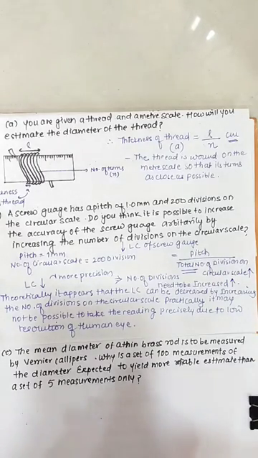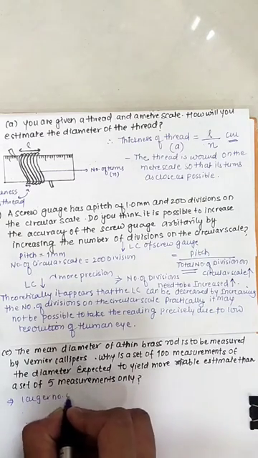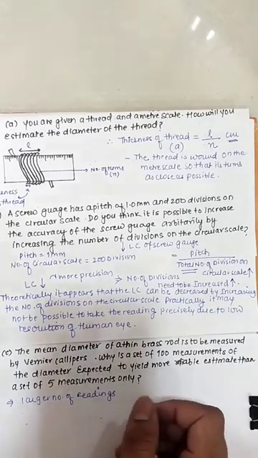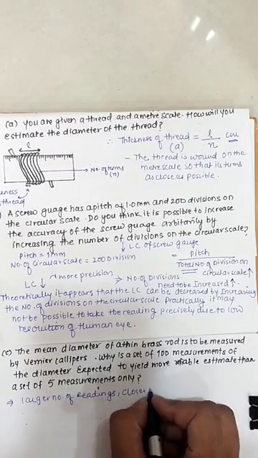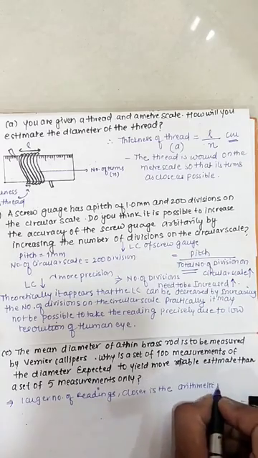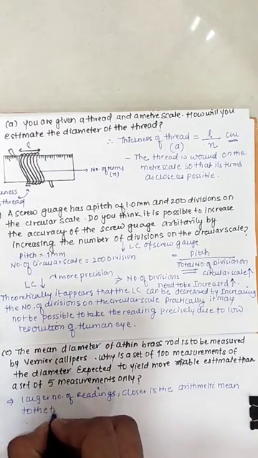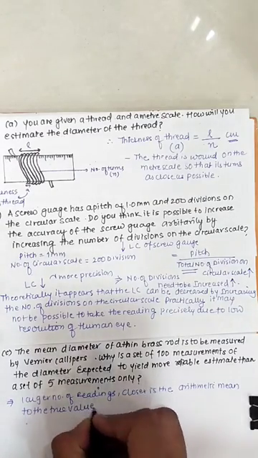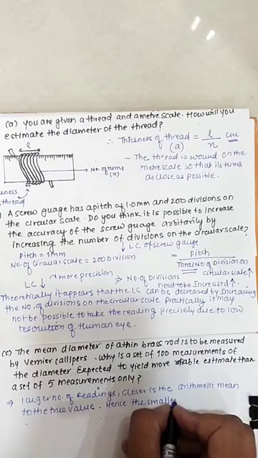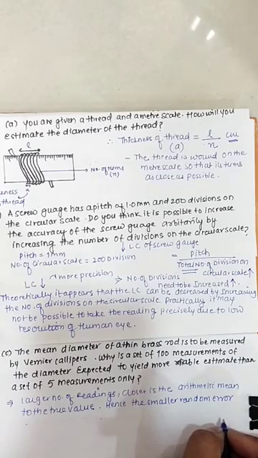So you can say over here that the larger the number of readings, the closer is the arithmetic mean to the true value, hence smaller random error. Till this clear?